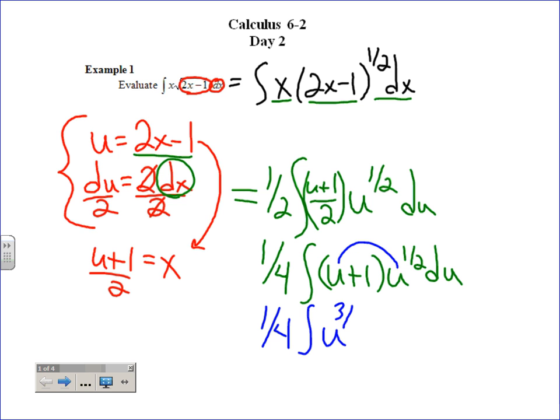u to the 3/2 plus u to the 1/2, all with respect to u.